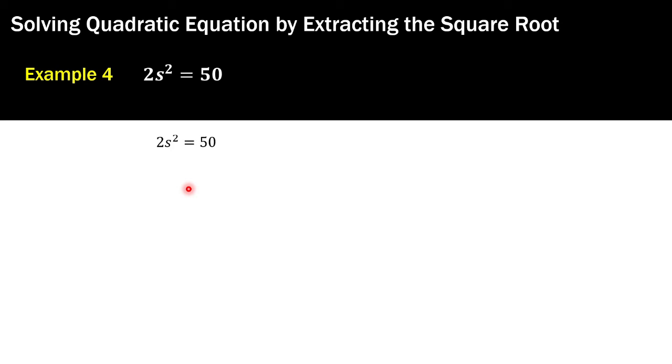To solve this equation, we can divide both sides of the equation by 2 so that we can cancel this, giving us s squared is equal to 25. Taking the square root of both sides of the equation, it would give us s is equal to positive and negative 5.